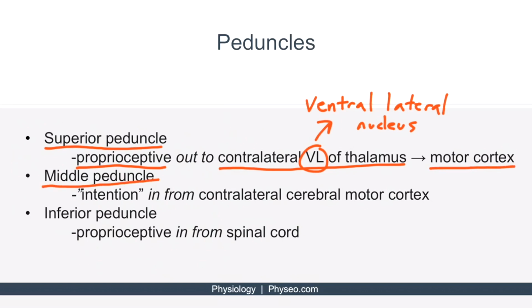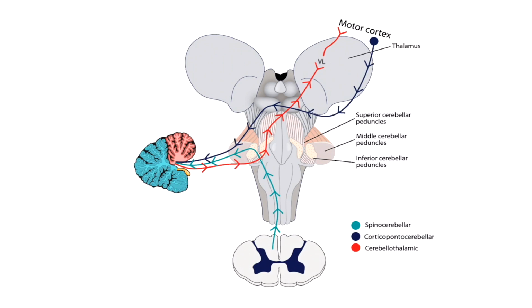Now the middle peduncle will send intention information in from the contralateral cerebral motor cortex. In other words, the cerebral motor cortex will send information to the cerebellum about what movements are about to take place in the body, so intention. Finally, the inferior peduncle will receive proprioceptive information in from the spinal cord. So here is figure 8.29 from your text. This shows the 3 pathways for the cerebellum that you will need to be familiar with.